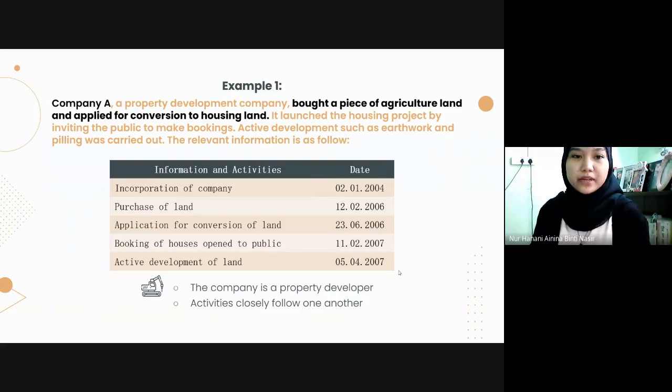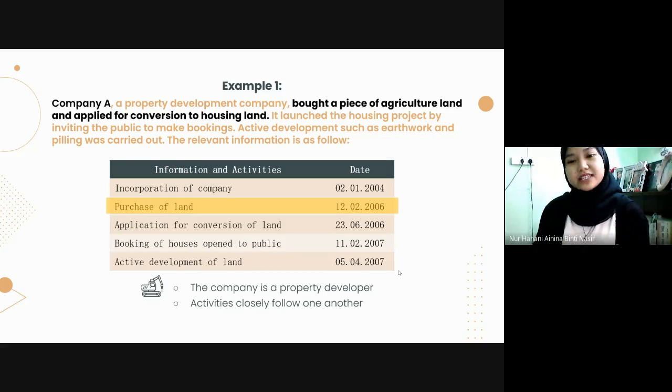Example 1, Company A bought a piece of agricultural land and applied for conversion to housing land. The relevant information is as follows. So the date will be the purchase of land, which is 12 February 2006, because the company itself is a property developer and the activities closely follow one another.